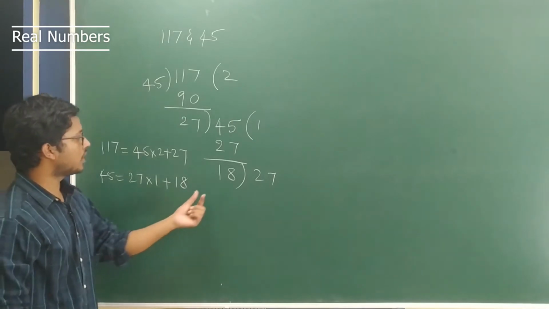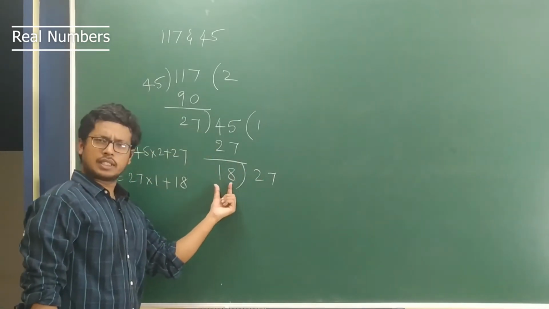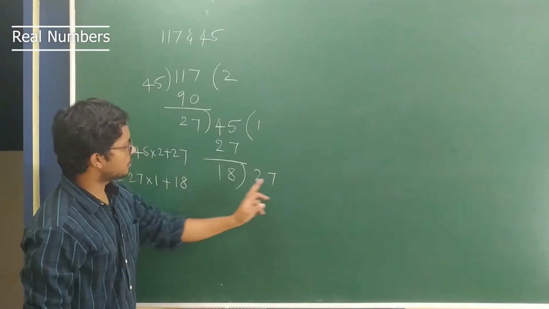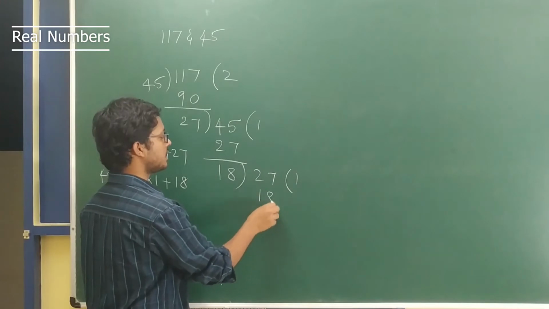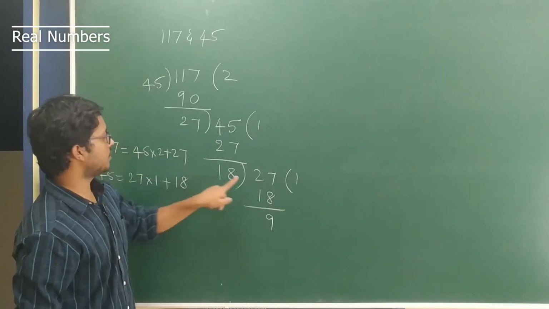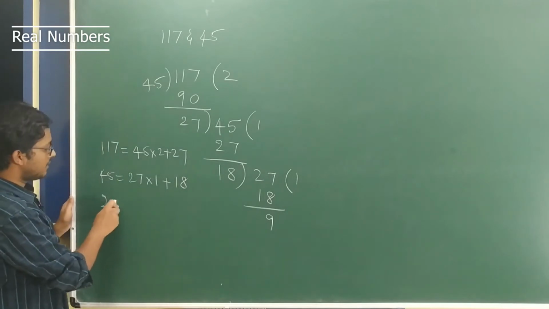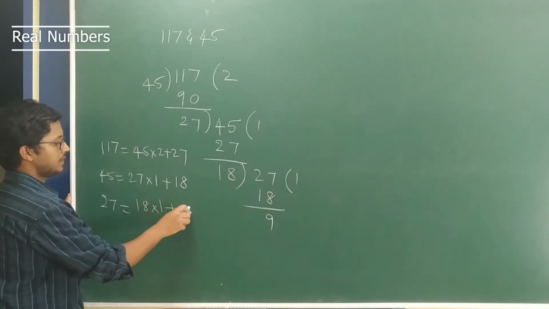Alright. So now you are trying to express this 27 in terms of 18 because the remainder is still not 0. So we'll go ahead and try this one. 18 2s are 36, it must be 18 1s are 18. So the remainder is 9. So now we express 27 in terms of 18 like this. So 27 is equal to 18 into 1 plus 9.